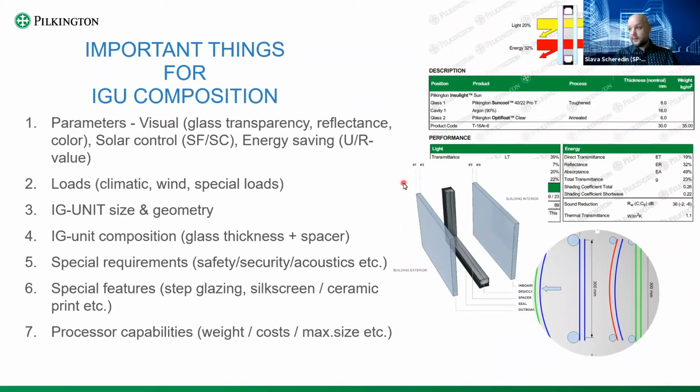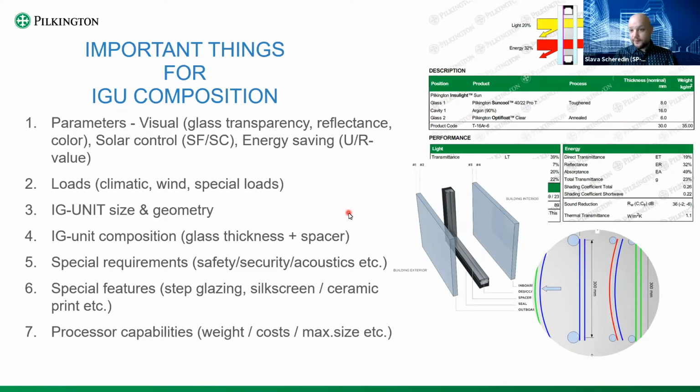Then we may take into account special requirements, for example, safety, security regulations, and acoustics. For example, if you're designing IG units for an airport, acoustics is a must. The same goes for hotels and other kinds of special buildings.